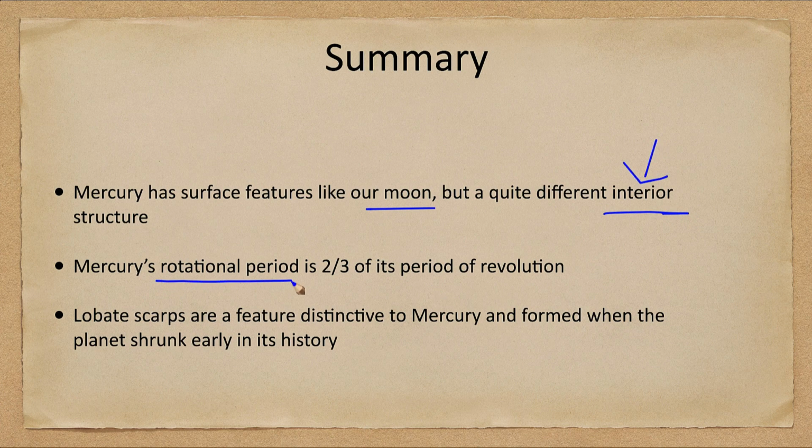We looked at how the rotational period and the period of revolution are synchronized together, not exactly, but in a 2/3 ratio. And we talked about lobate scarps being a feature distinctive to Mercury and likely formed when the planet shrunk, at least the crust shrunk, early on in its history.